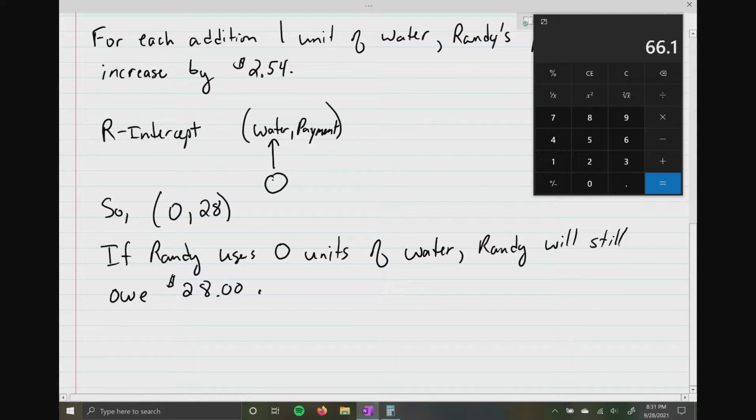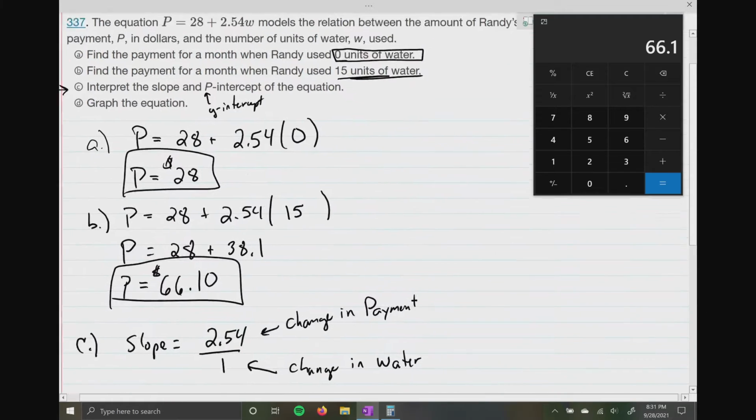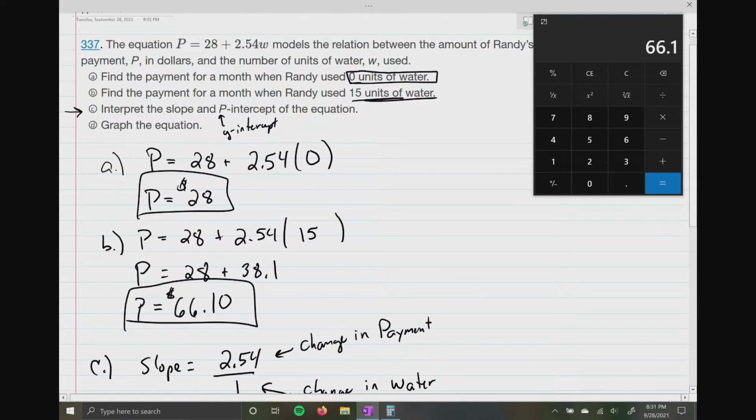So I'm going to do another example here, and it's going to be basically set up the same way. Oh, wait, did I forget to do something? Part A, Part B, is there a D? Oh, there's D. Yeah, we got to graph the equation here.